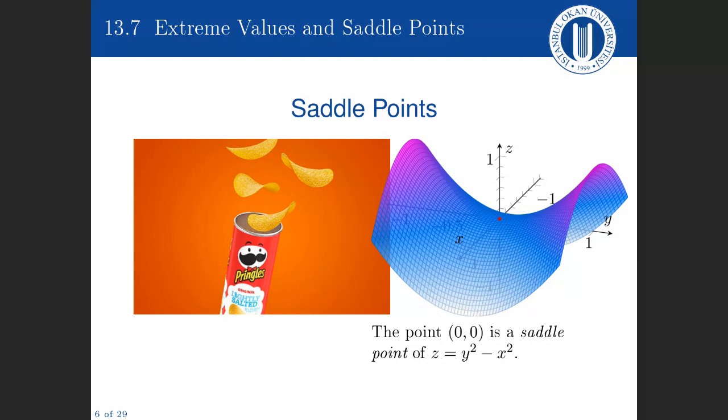But 0, 0 is not a local maximum, because if we let y change, the function goes up. And 0, 0 is not a local minimum, because the graph also goes the other way. It's not a maximum, it's not a minimum. This point is called a saddle point. Anytime we have this fact where if we look along one direction, the graph opens upwards, but if we look in a different direction, the graph goes downwards, then it's called a saddle point.